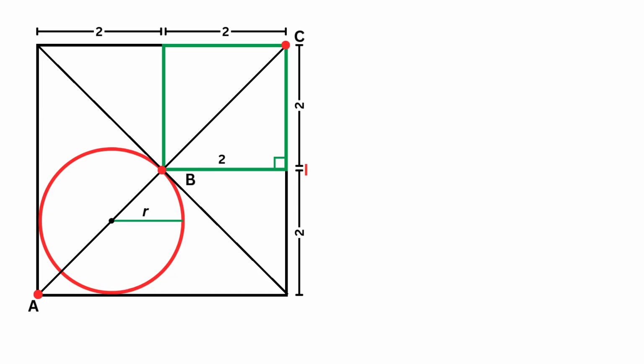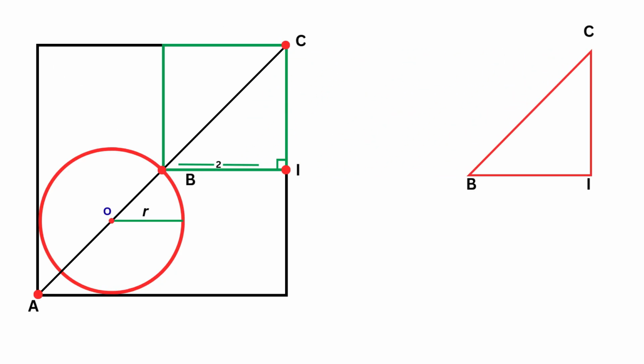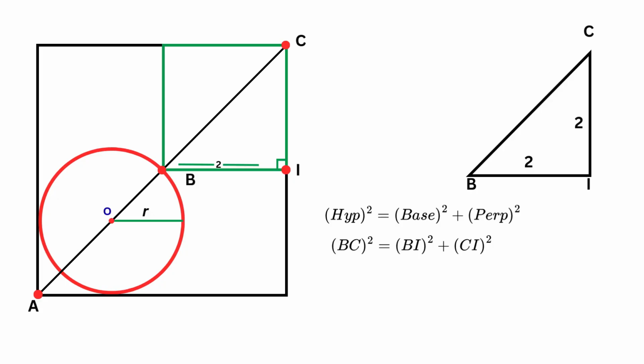Now, if I place a point here and call it point I, at point I a right angle is formed. Now, look at the right angle triangle BCI. Here, to calculate side BC, we will apply the Pythagorean theorem, which states that hypotenuse square equals base square plus perpendicular square. So, BC whole square equals BI whole square plus CI whole square. Putting the values, BC whole square equals 2 whole square plus 2 whole square, which equals 8.